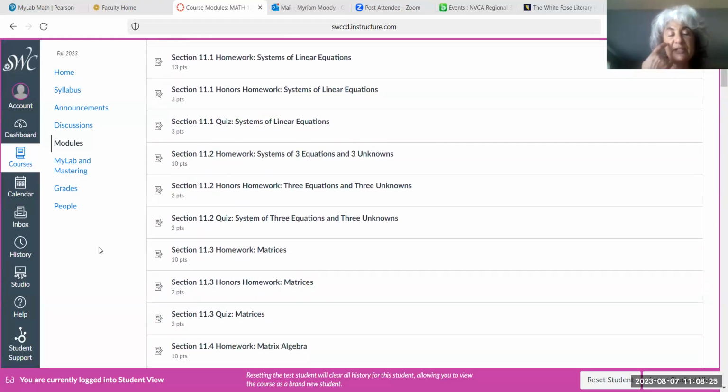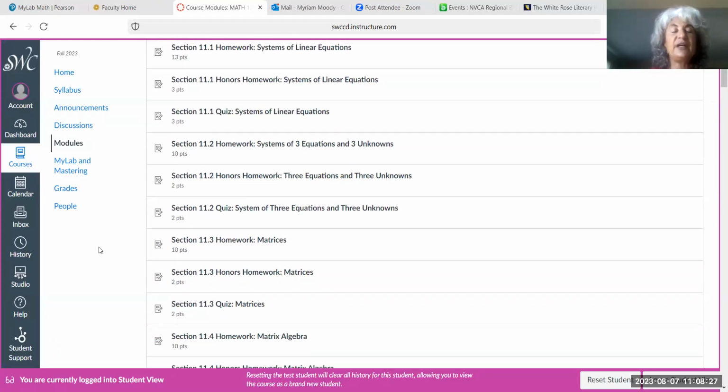Anyway, there is a module for each chapter. Within this particular section, you have homework, honors homework, and a quiz for each section of Chapter 11. And the same is true for all the other chapters that we're going to be doing. And if you're like, honors homework, what's honors homework? Well, I created an announcement about that. So make certain that you go and look at that announcement. Okay. All right.